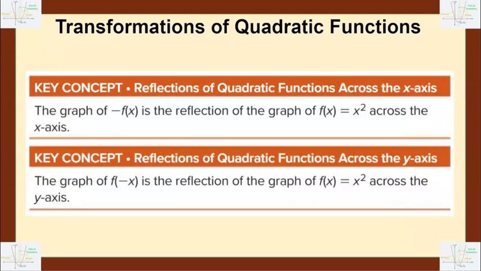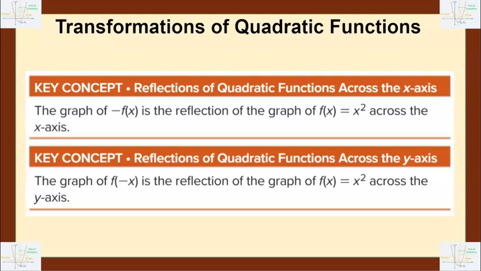And the last part is a reflection. That is talking about a negative in front of your quadratic term. So the graph of negative f of x, which means the negative is on the outside of the parentheses, means the last step you're going to be doing is multiplying by a negative number. That means it affects the y coordinate. That means it goes across the x-axis, because it goes from a positive y value to a negative y value.